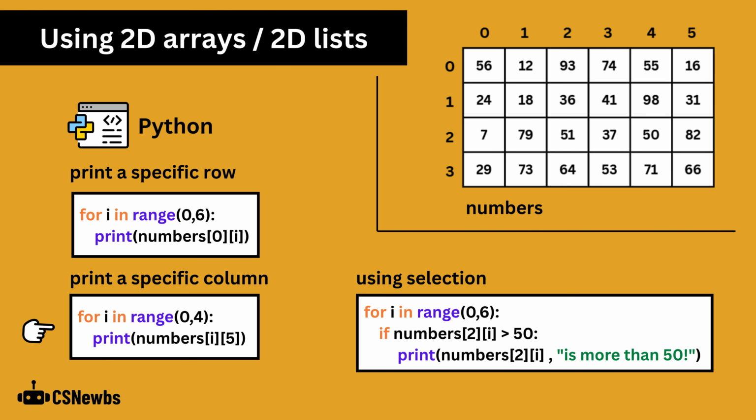A similar concept is used to print a specific column. The row bracket uses the loop number, and the column bracket is given the column to lock. So i,5 would print [0,5] for 16, [1,5] for 31, [2,5] for 82, and [3,5] for 66. The using selection example goes through the row with an index of 2 and checks for values that are greater than 50. So it would print the numbers 79, 51, and 82.